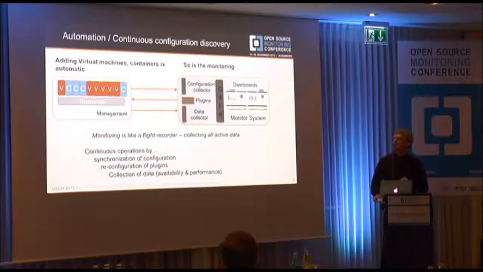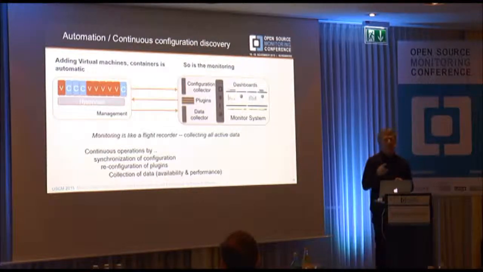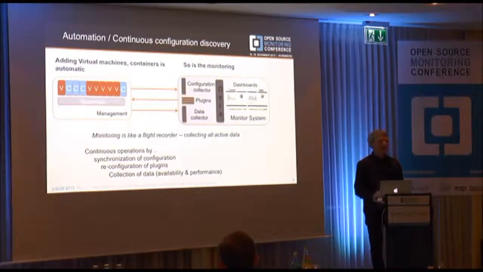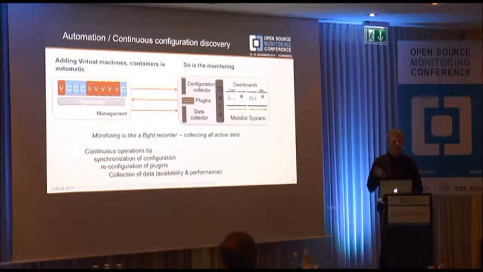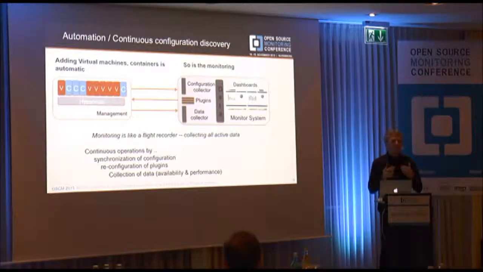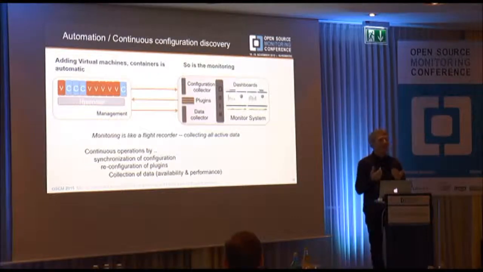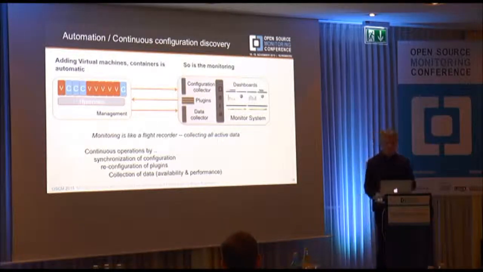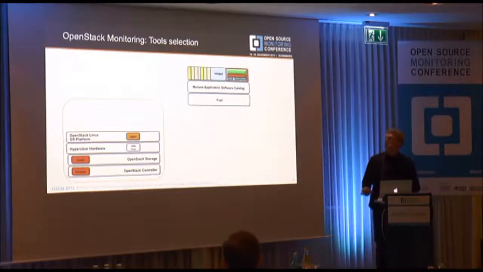So that's the reality today, that you have to have the negative feedback loop, that if you do provisioning changes, the monitoring picks it up without any manual intervention. So that's what we call the automation, the continuous configuration discovery. You have to ask through the API what's going on in the system and adjust it. So now, what kind of monitoring tools are available for OpenStack monitoring?